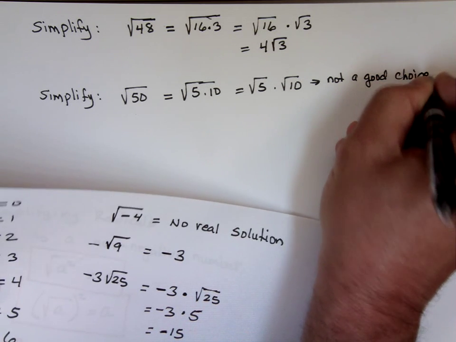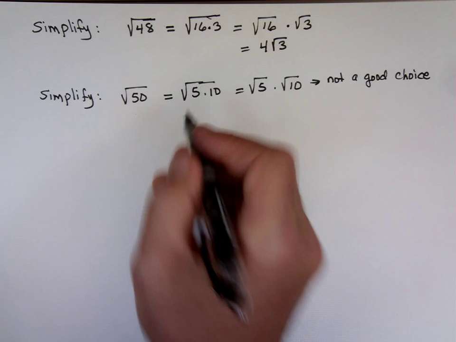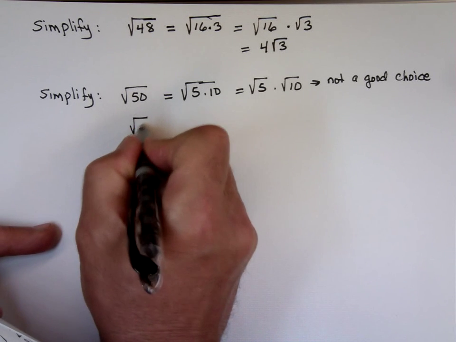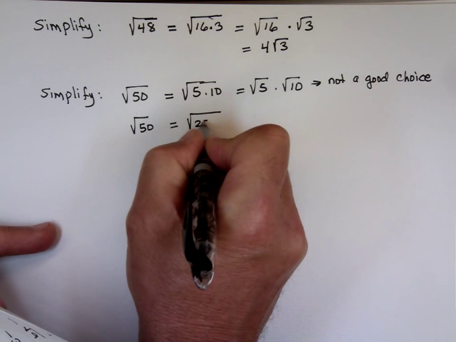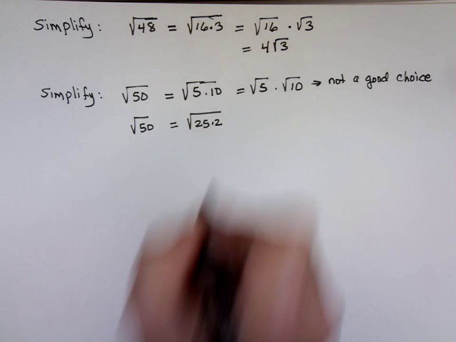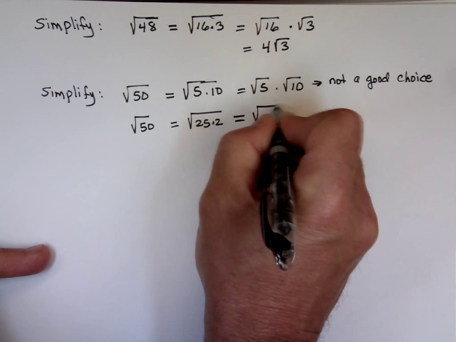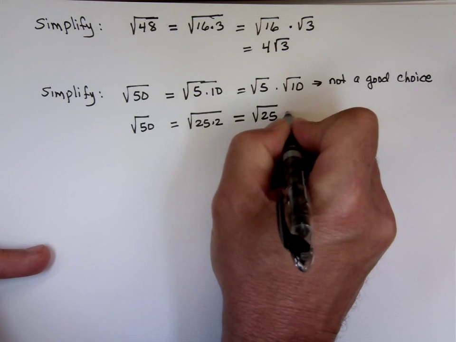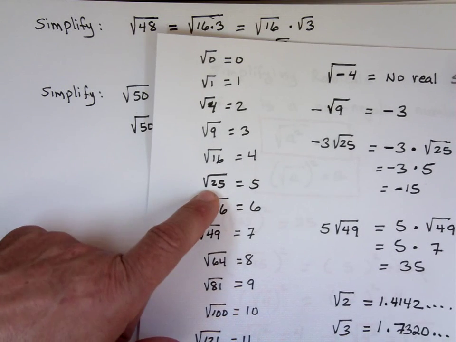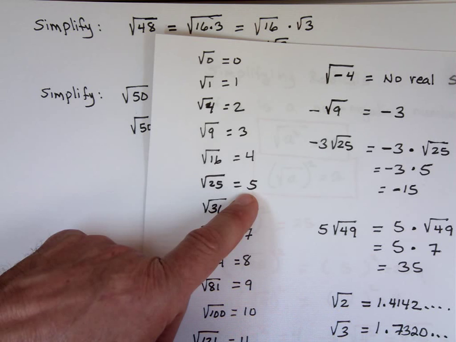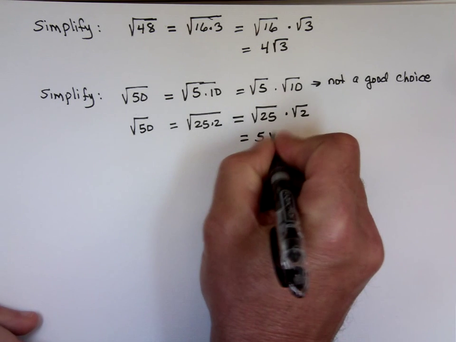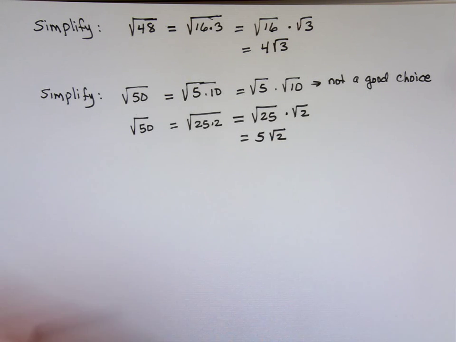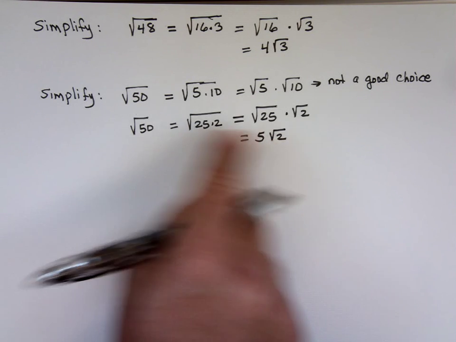So let's think about the 50. Instead of 5 times 10, I can write the 50 as what? 25 times 2. So I should be able to break it down to the square root of 25 times the square root of 2. And 25 is actually a good number because what's the square root of 25? That's a 5. 5, the square root of 2. So you want to choose numbers, when you break it down, that you know the answer to.